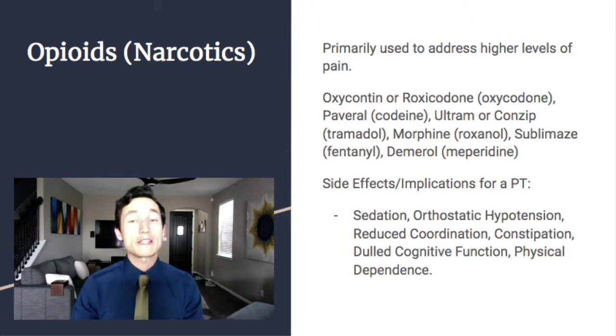But if it's not a complete bowel obstruction, this can normally be fixed with a quick round of Miralax or Dulcolax. But it does occasionally require more invasive interventions like a distal washout or manual extraction. Sometimes in very severe cases, a surgical resection is probably required. For dulled cognitive function, pay attention to their level of cognition. Don't give them their HEP, their home exercise program, right off the bat when you know they are doped out.